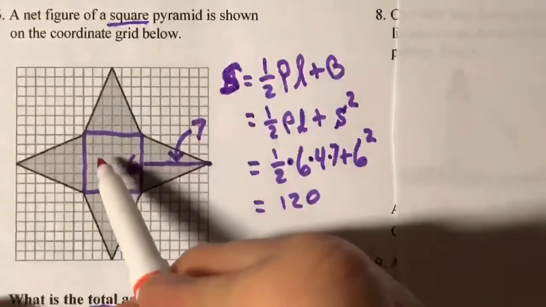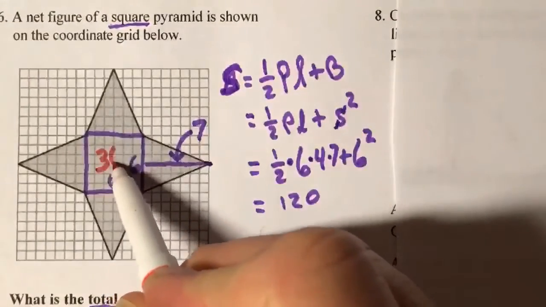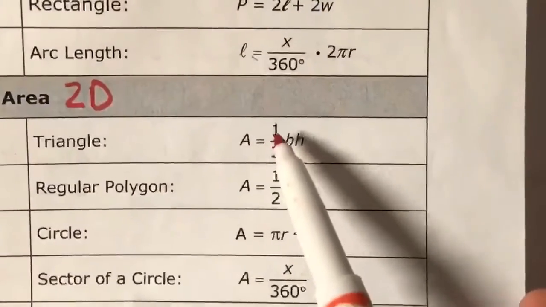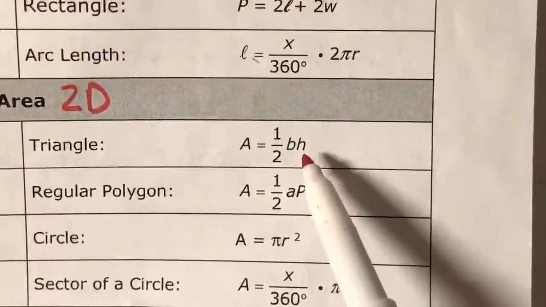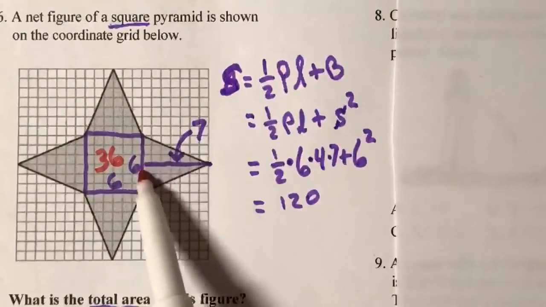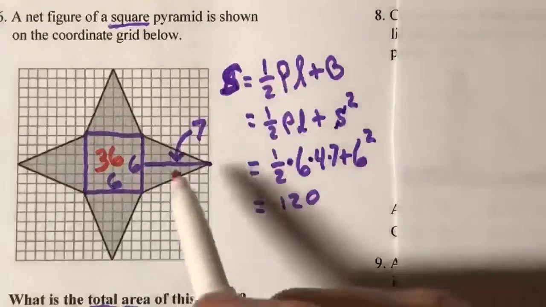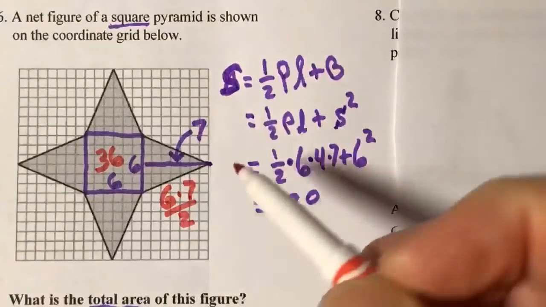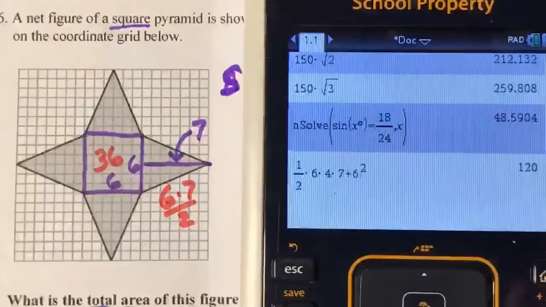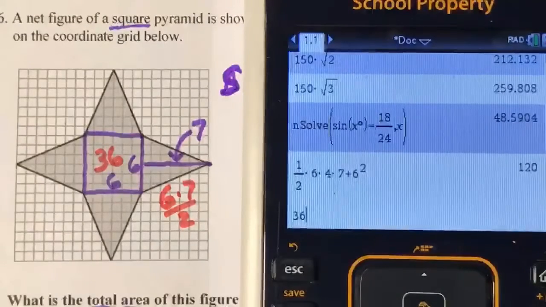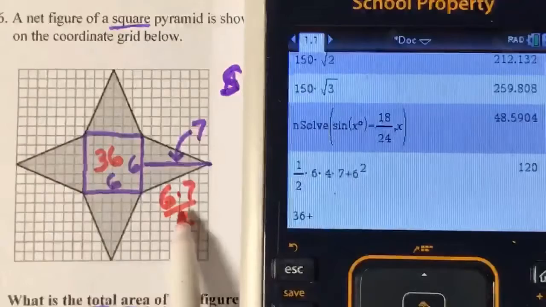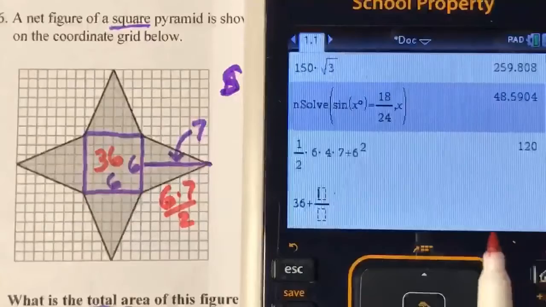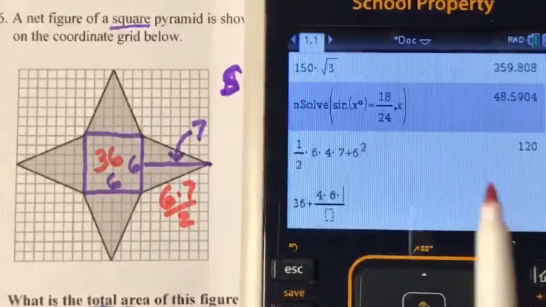6 squared, 6 times 6, so the area of this square is 36. What's the formula for the triangle? Okay, that's going to be 1/2 times base times height. So the base edge, the base, and the height, 6 times 7. 6 times 7 divided by 2. Okay. Let's go to our calculator, and let's put 36 plus, I have 4 of these. So I'm going to control divide. Now, I'm going to go ahead and put 4 times 6 times 7 and over 2.